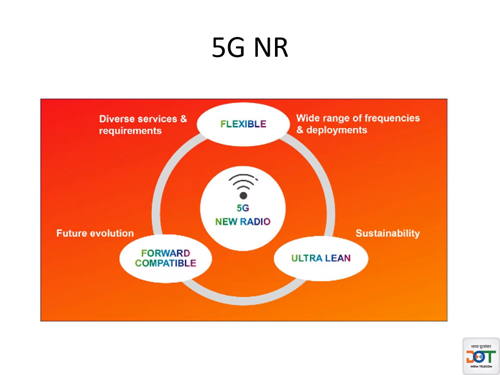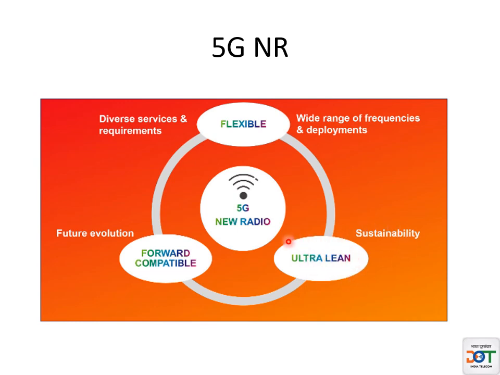Okay, so this diagram is by Ericsson on their website, which says that the 5G new radio will have three main characteristics: flexible, forward compatible and ultra lean. What we mean by flexible is that it will support diverse services and requirements, and it will also support a wide range of frequency and deployment. We'll discuss in detail in the next slide. And ultra lean means it has to be very lean in terms of various transmissions.